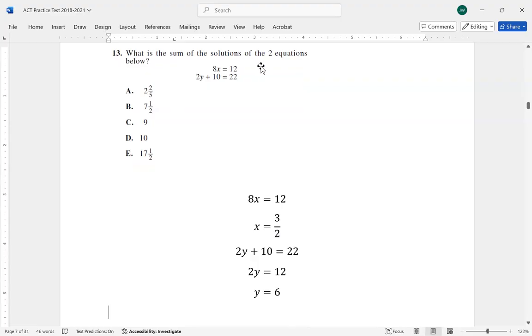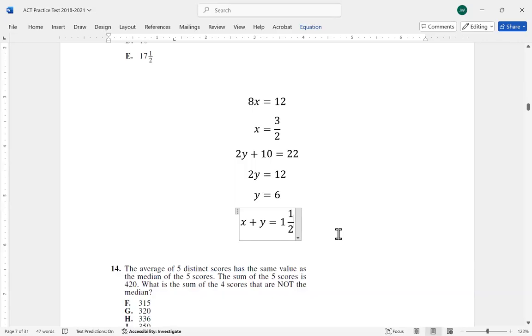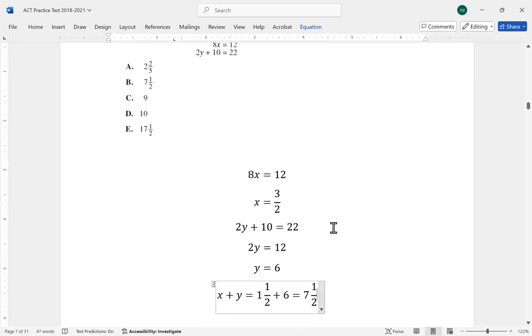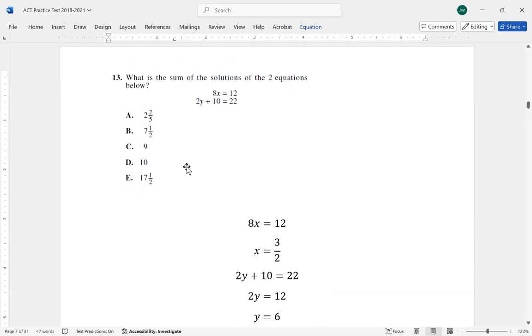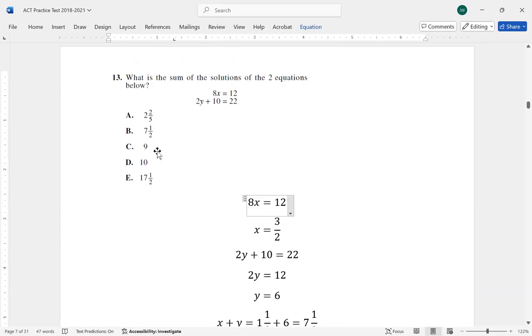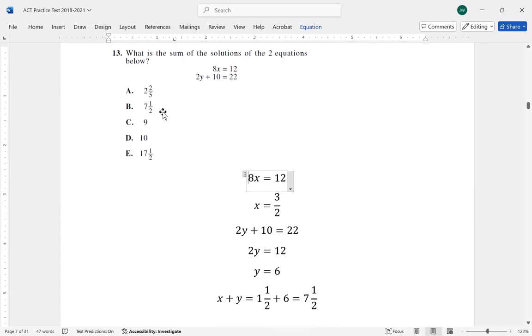It asks us for the sum of those solutions. So taking x plus y means I take 1.5 and then add 6 to that, which gives me a 7.5. So 7.5 is the answer to question 13, and that is option B.